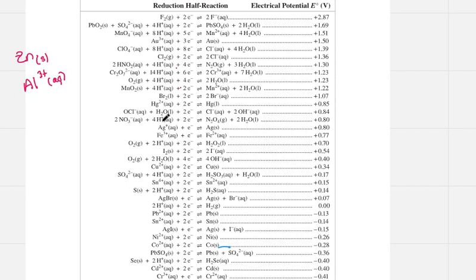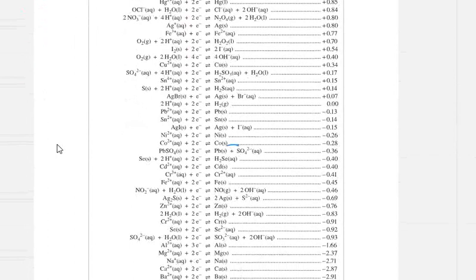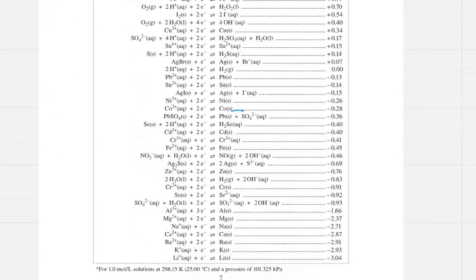I know zinc and aluminum are on the bottom half of the table, so I'm doing this part a little fast, but if you're not really familiar with the table, just be patient, go one line at a time. No, no, no. Zinc, aluminum, zinc, aluminum. No luck yet. Zinc, aluminum, zinc. Here we are.